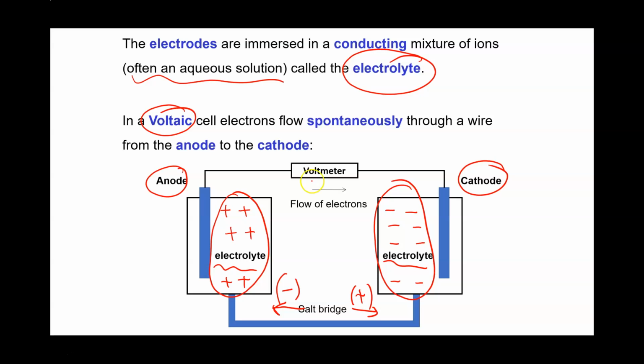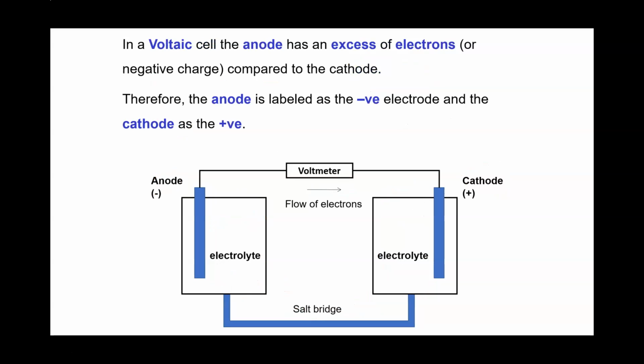So we've got electrons moving through the wire connecting the two electrodes, but then we've got anions and cations moving through this thing called the salt bridge. Anions move towards the anode and cations move towards the cathode. If we don't have the salt bridge, our cell will stop functioning pretty quickly.